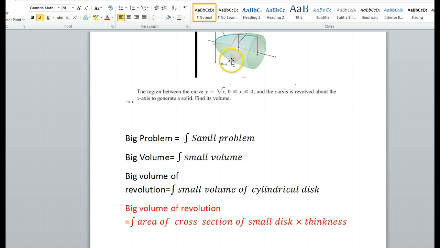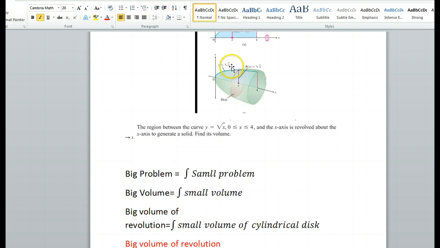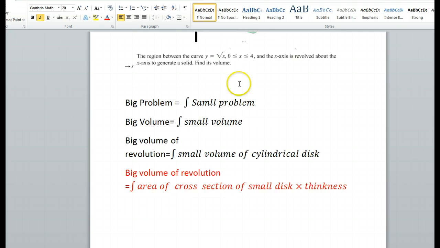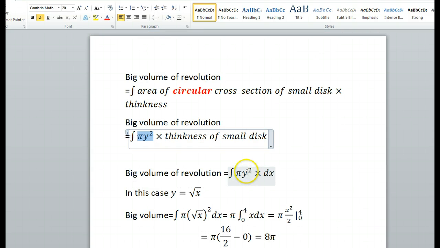So what do we get, guys? The volume of the little cylindrical disk right here is pi y squared, the cross-sectional area, times delta x or dx. So it's pi y squared times dx, right?